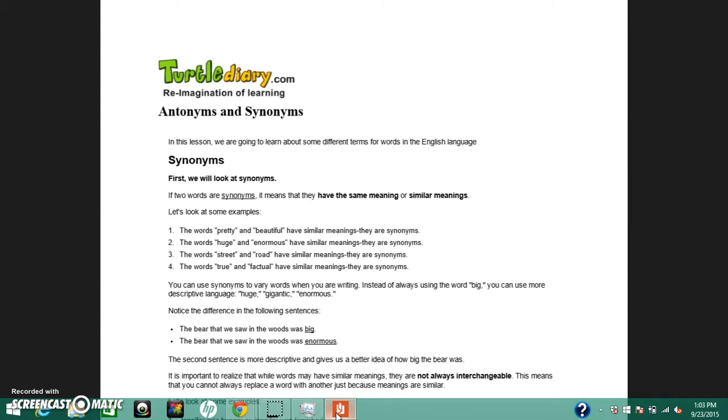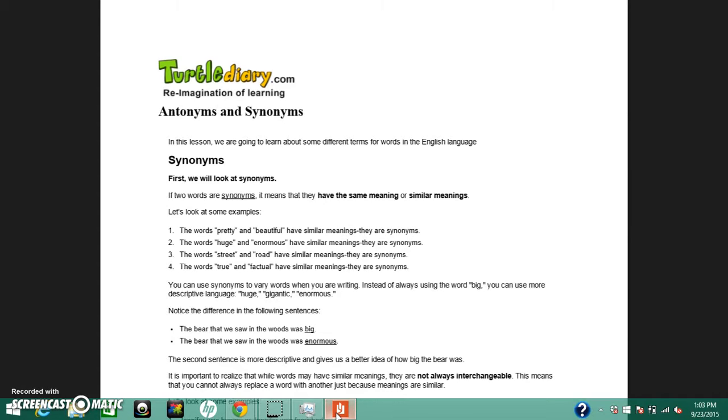In this lesson, we're going to learn about some different terms for words in the English language. Synonyms. First, we'll look at synonyms. If two words are synonyms, it means they have the same meaning or similar meanings. Let's look at some examples. The words pretty and beautiful have similar meanings. They're synonyms. The words huge and enormous have similar meanings. They are synonyms. The words street and road have similar meanings. They are synonyms. The words true and factual have similar meanings.